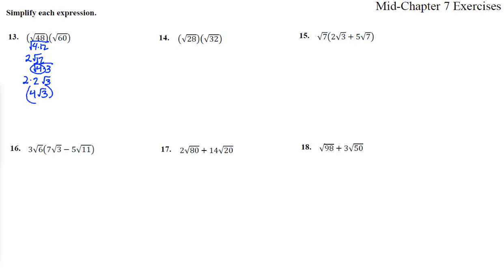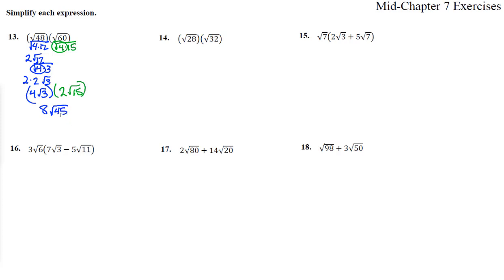And the square root of 60 is, let me see, what is that, 4? Oh, that's 4 times 15. Square root of 4 times 15 is 2 square roots of 15. All right, so we times these together and we get 8 square roots of 45.